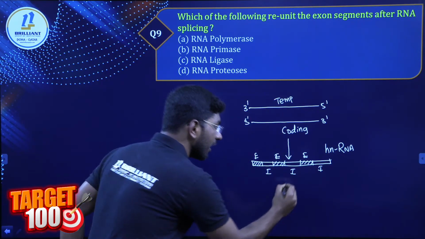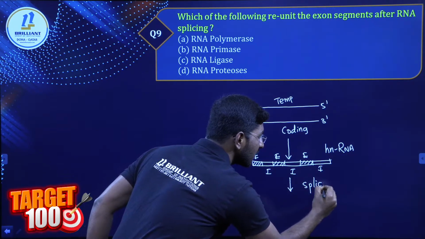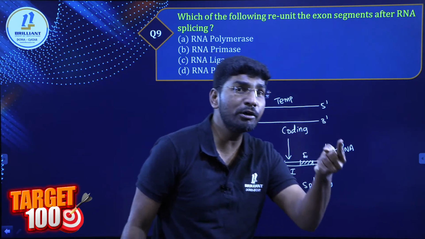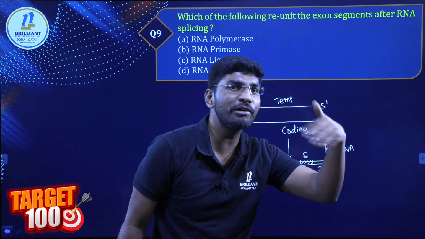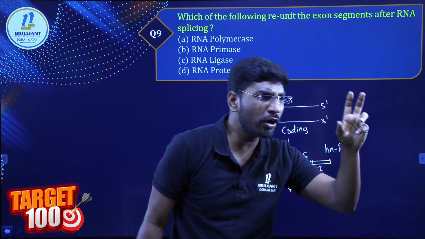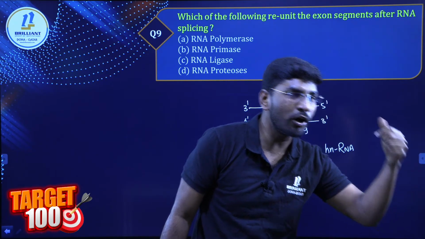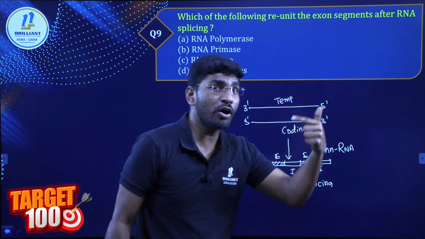This hnRNA, we know it undergoes a process called splicing. In splicing, what will be removed? Which part of these two will be deleted? Any one of you? Intron or exon? The non-coding part is called introns. Good, very good. Now introns will be deleted.